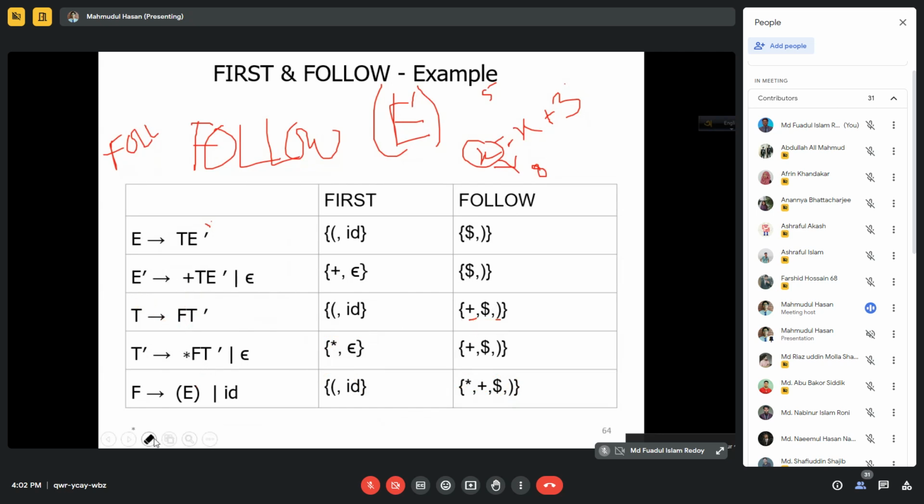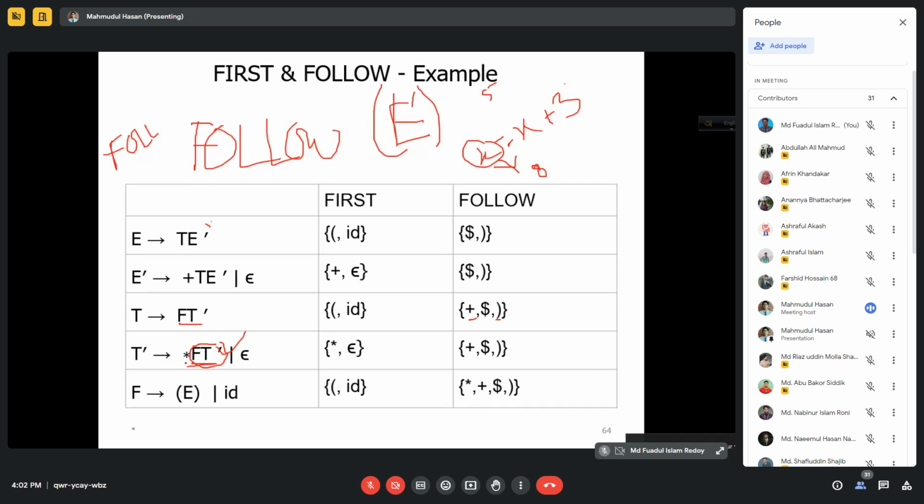There is another if. Look at both, the scenario is the same: FT dash, FT dash. So there is no need to actually consider this one, because the answer will be the same. Okay, FT dash, FT dash.